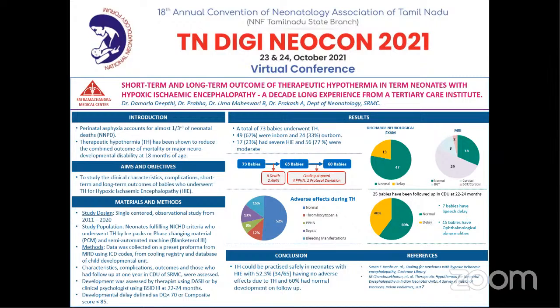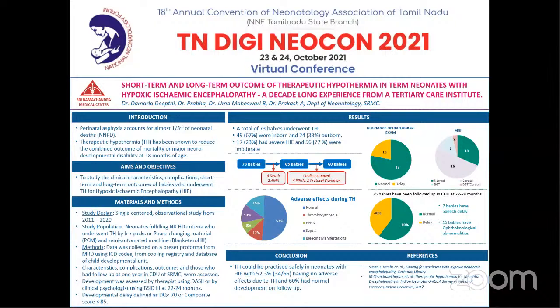This is a single-centered observational study from 2011 to 20, and the study population included neonates fulfilling NICHD criteria who underwent therapeutic hypothermia by ice packs or phase-changing material and semi-automated machine. The data was collected on a preset proforma from MRD using ICD codes and pooling registry and database of the child developmental unit in our hospital. The characteristics, complications, outcomes, and those who had follow-up at 1 year were assessed. Development was assessed by a therapist using DASI or by a clinical psychologist using DSID-3 at 22 to 24 months. Developmental delay was defined as DQ less than 70 and composite score less than 85.